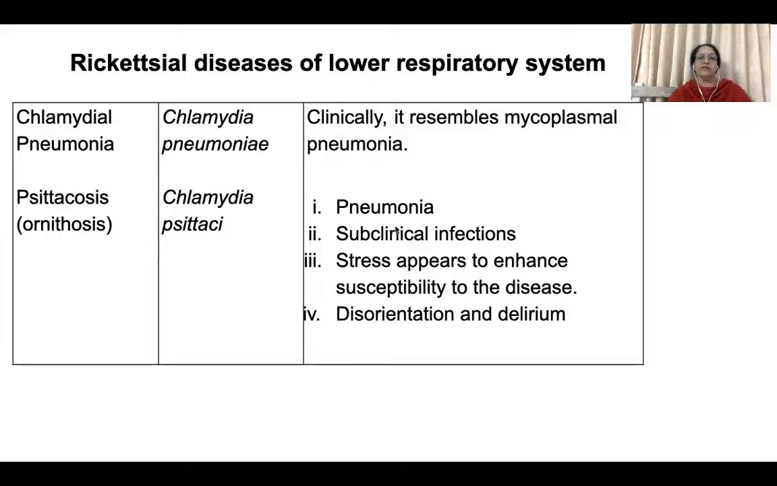Here symptoms are of a pneumonia, or sometimes there are subclinical infections. Stress appears to enhance susceptibility to the disease. There is disorientation as well as delirium observed in the patient. That is, the person suffering from this infection is unable to understand, that is delirium.